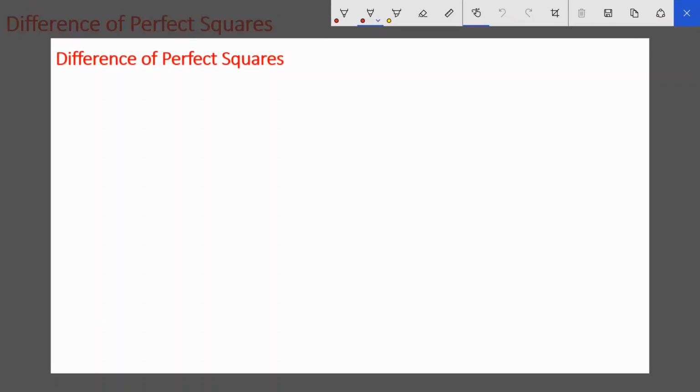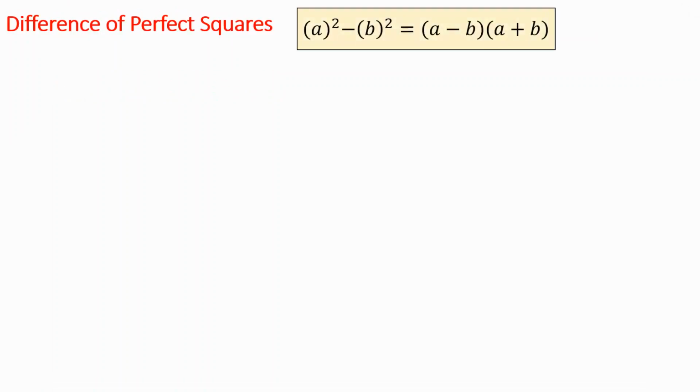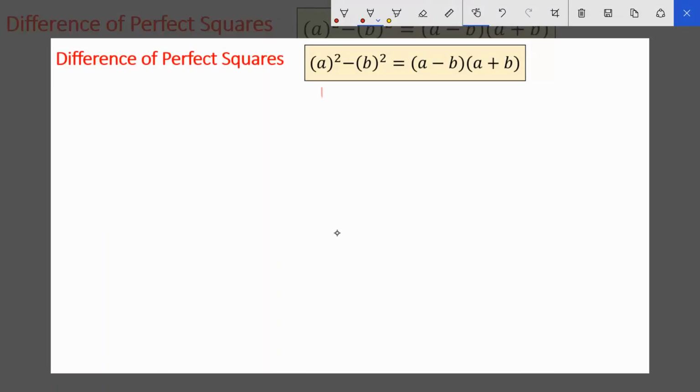You're going to start off with, actually, I'll give you the rule first. This is the rule. And it's simply saying that if you have a perfect square, because that's a perfect square, and that's a perfect square, b squared and a squared, you find the difference between it, technically it gives you this. Okay?